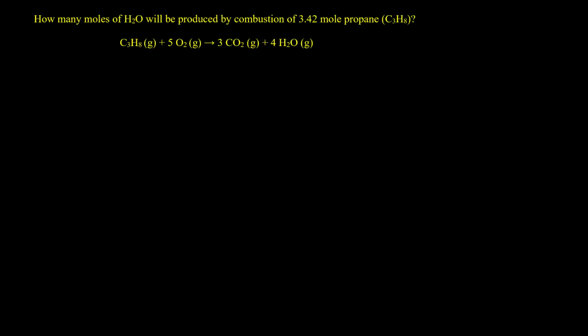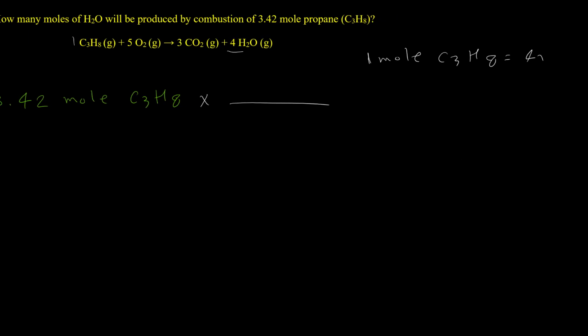How many moles of water will be produced by combustion of 3.42 mole of propane? For solving a stoichiometry problem, we need to do exactly like dimensional analysis. So first we write the given information, 3.42 mole of C3H8. Then we can use the coefficients in this balanced equation. The coefficient for propane C3H8 is 1 in this equation, and for water it is 4.